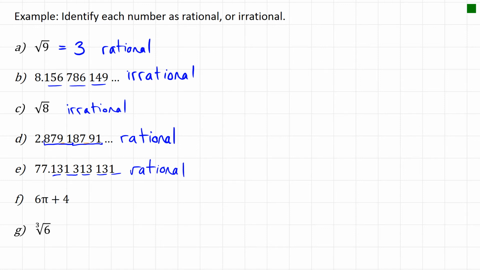6 pi plus 4. Well, all this other stuff doesn't matter. The second you have pi in there, with its infinite non-repeating decimals, no matter what you do to it, the decimals are always going to be non-repeating. So that's irrational.